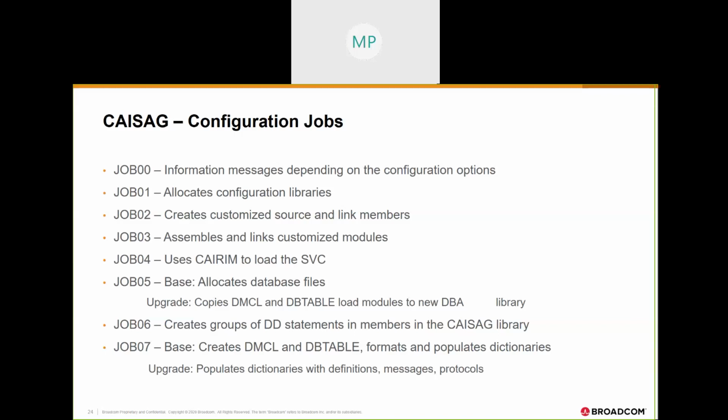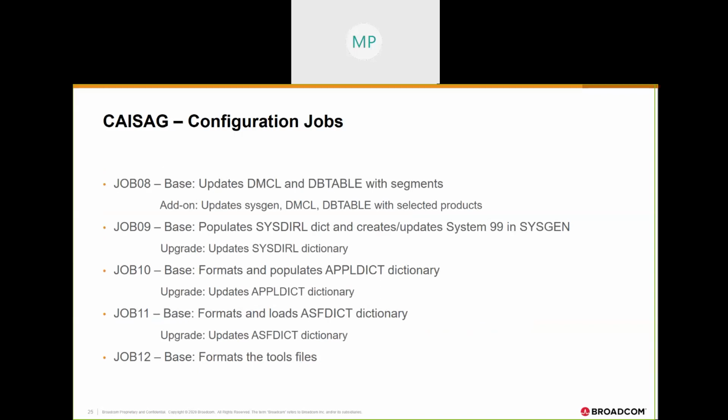Job 7, for a base install, it creates the DMCL and DB table, and then it formats and populates dictionaries as well. For an upgrade, it populates dictionaries with definitions, messages, and protocols. Job 8, for a base install, it will update the DMCL and DB table with segments. For an add-on, it updates sysgen, DMCL, and DB table with selected products.